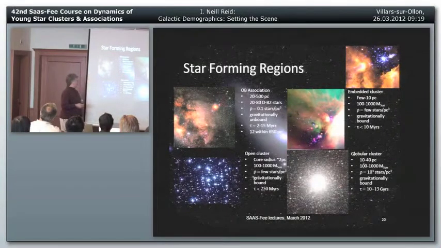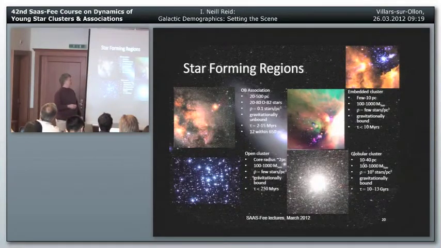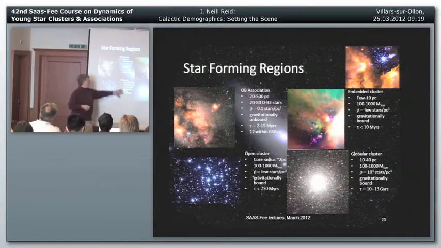Open clusters that we know and love. Here's, I think, M36. Typical sizes of a few parsecs, 100 to 1,000 solar masses, densities of a few stars per cubic parsec, and obviously that changes based on where you are within the open cluster. They are gravitationally bound systems, and most of them are younger than about 250 million years.